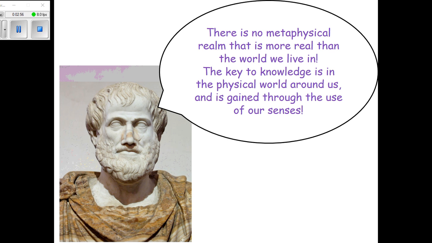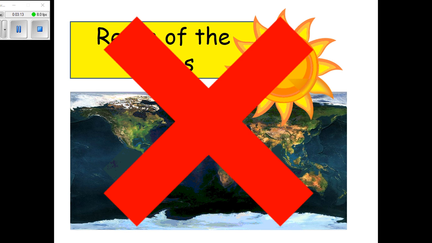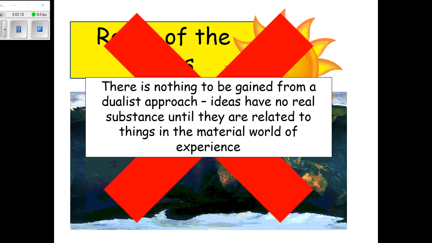So Aristotle says there is no metaphysical realm that is more real than the world we live in. The key to knowledge is in the physical world around us and is gained through the use of our senses. So this is the complete opposite of Plato. So Plato says that the realm of the forms is the only thing that's real, and Aristotle says there's no such thing as the realm of the forms. So there's nothing to be gained from a dualist approach. Remember, dividing the world from the material, visible, and the immaterial, intelligible, the world of the forms. There's nothing to be gained from doing this.